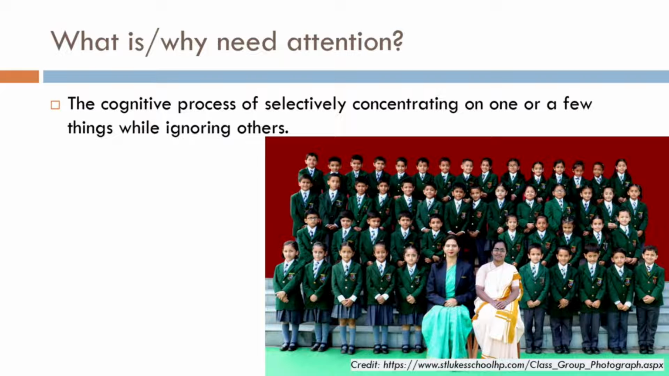For example, this is a class photograph taken of students from a school. Suppose we ask how many people are there. What immediately goes on in our mind? We start counting the heads, right? Because we know that if we count the heads, we will be able to count the number of students as well as the number of teachers in this group photo.